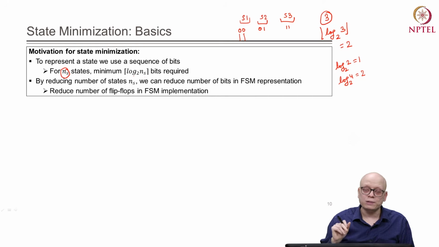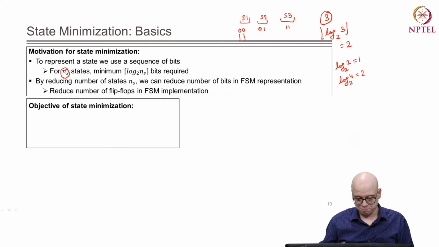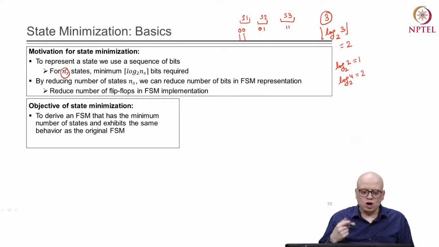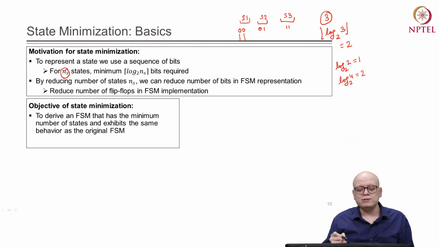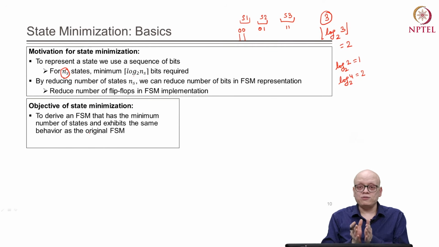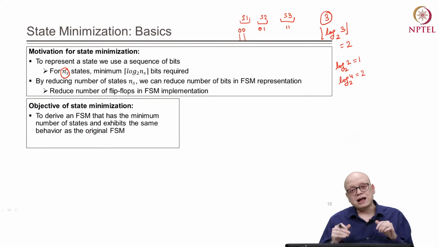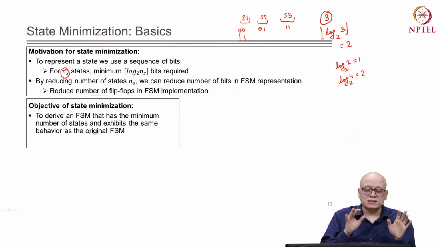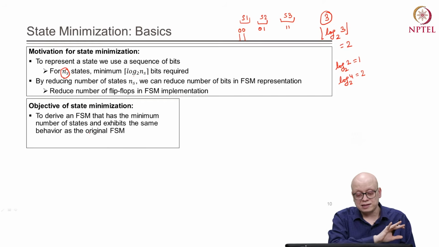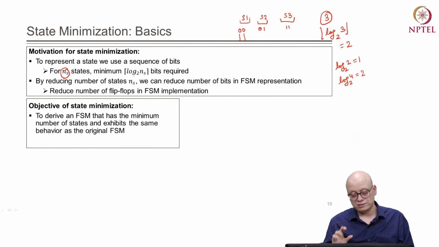We want to reduce the number of flip flops in our circuit. So, what is the objective of state minimization? The objective is to derive an FSM that has the minimum number of states and exhibits the same behavior as the original FSM. So, we have an FSM with a certain number of states, and we want to reduce it such that the new FSM is functionally equivalent, or functionally the same, as the original FSM.